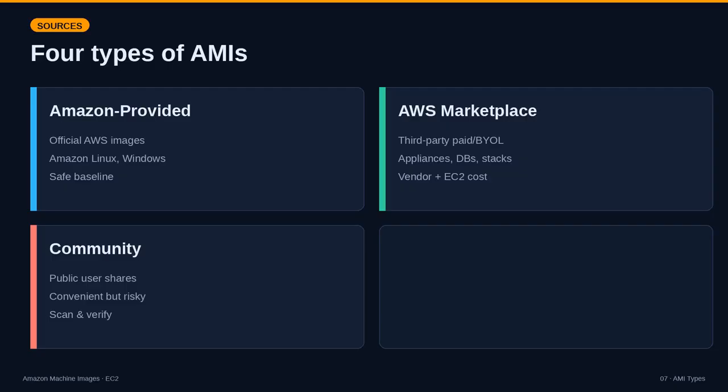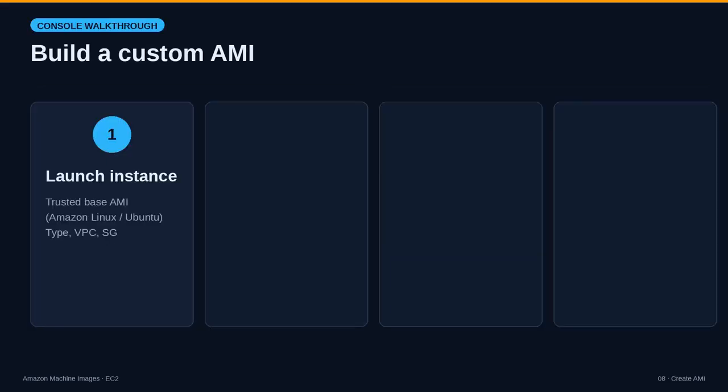Custom AMIs, your golden images, are the ones you build and own. You control the patch level, agents, CIS baselines, and app runtime. Mature accounts eventually standardize on a small set of custom golden images derived from Amazon-provided bases, not on random community picks. Creating a custom AMI is a straight path in the console, and the same ideas apply in the API or CLI.